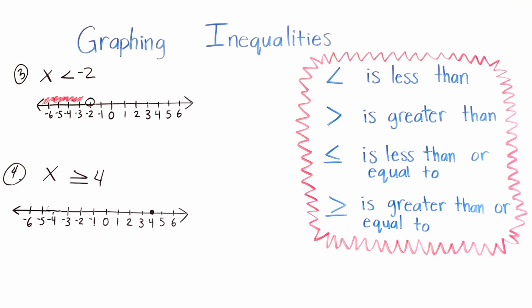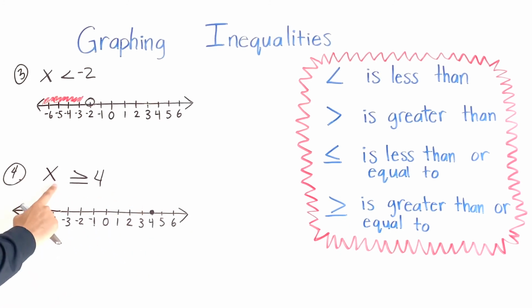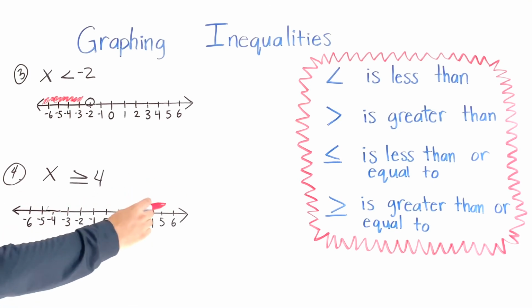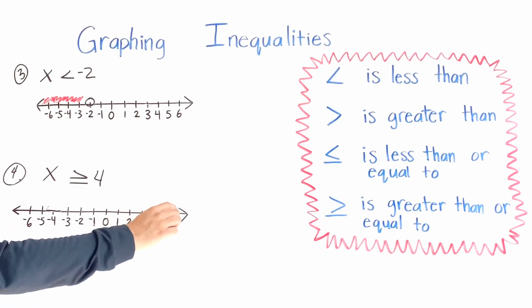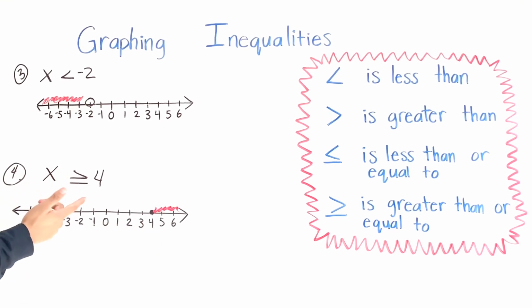Now, do we shade to the left or to the right? If we shade to the left and we put negative 5, negative 5 is not greater than or equal to negative 4. So we know we have to shade to your right, because negative 3 is greater than negative 4, and negative 2, negative 1, and so on, okay?